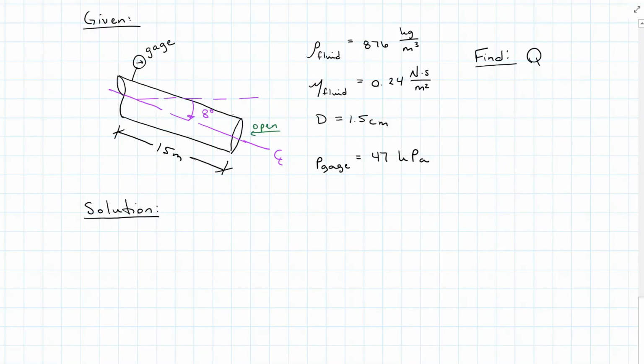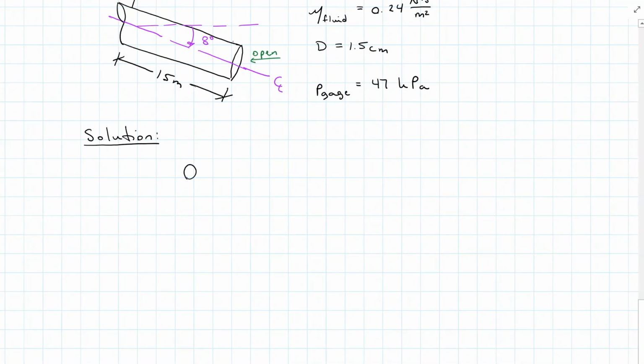In this example, we have a pipeline that is open to the atmosphere on the right end, and on the left end, we're gauged up. That gauge pressure is measuring at 47 kilopascals. The pipe itself is at an 8-degree decline from the datum, and it is 15 meters in length. We want to find the flow rate out of this pipe.